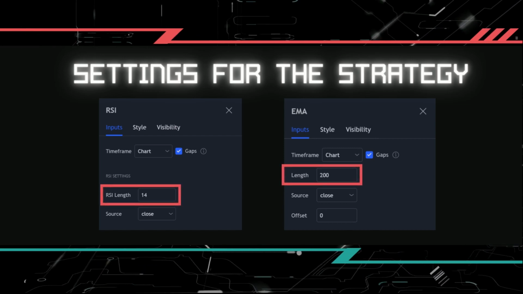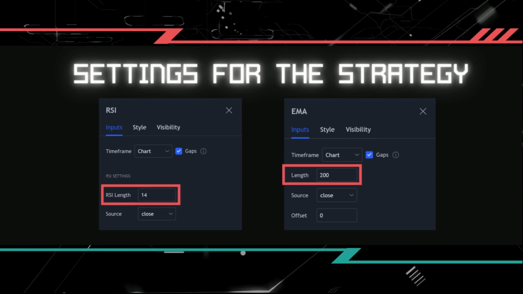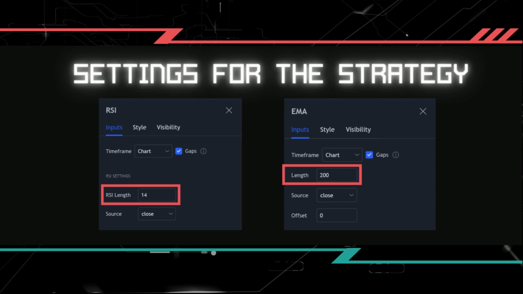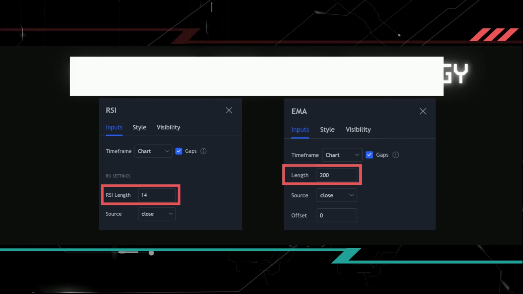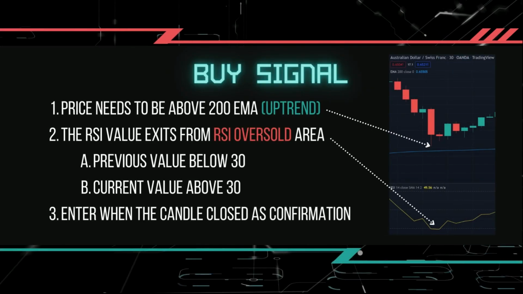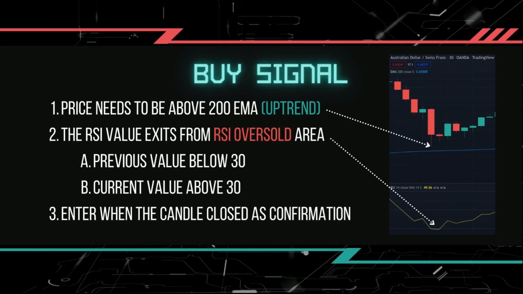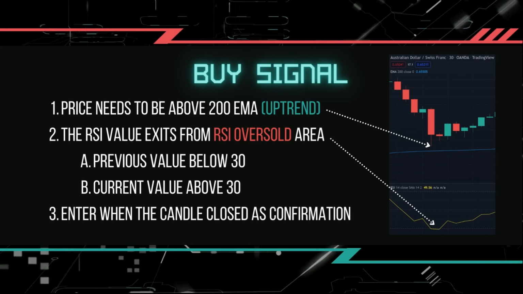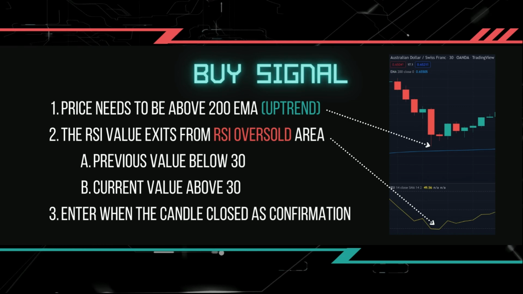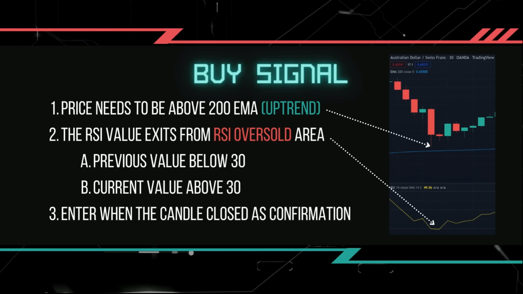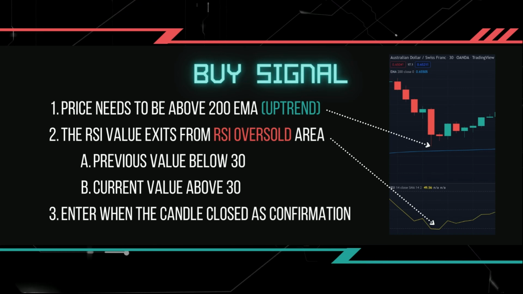The period is set to 14, the oversold area is set to 30 and the overbought area to 70. We will also be using the exponential moving average 200 to set the general trend of the market. To get a buy signal from the RSI Crossover strategy, first, the price has to be above the 200 EMA. This will signify an uptrend. Second, the RSI value needs to exit the oversold area. This means that the previous RSI value is less than 30 and the next RSI value is greater than 30.